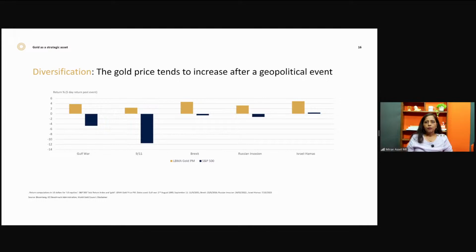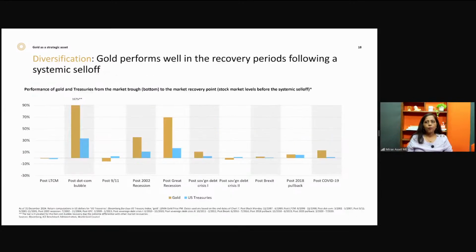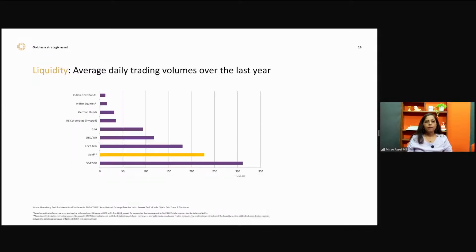In terms of geopolitical risks, we've done an analysis right from the 90s when we had the Gulf War, the 9/11 bombings, Brexit, and the Russian invasion and Israel-Hamas invasion. We've seen in all these periods, gold actually has done well because the uncertainty in other asset classes goes up. Likewise, in periods of systemic risk, whether again it's the LTCM crisis of the mid-90s, the 9/11 bombings, the sovereign bond crisis, or if you look at the 2018 pullback or COVID, in all these times, the flight to gold has proven that it is a good diversifier. In periods following a systemic sell-off, again, we've seen that gold does well.